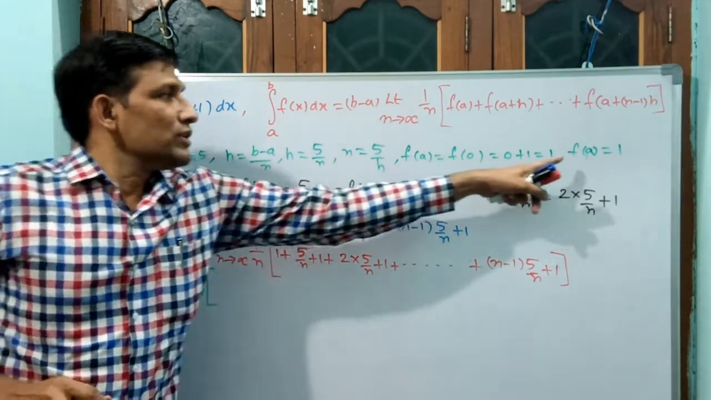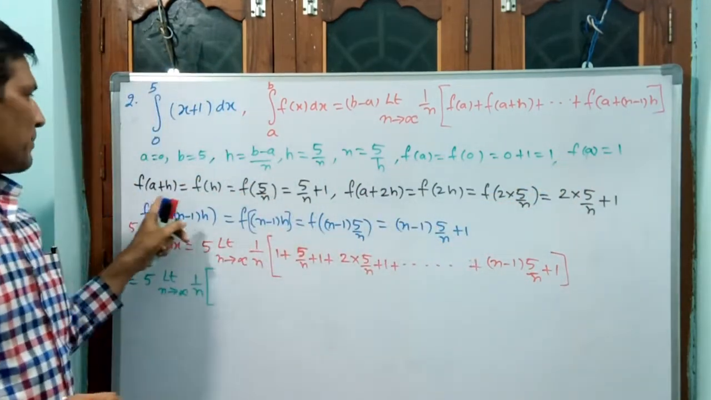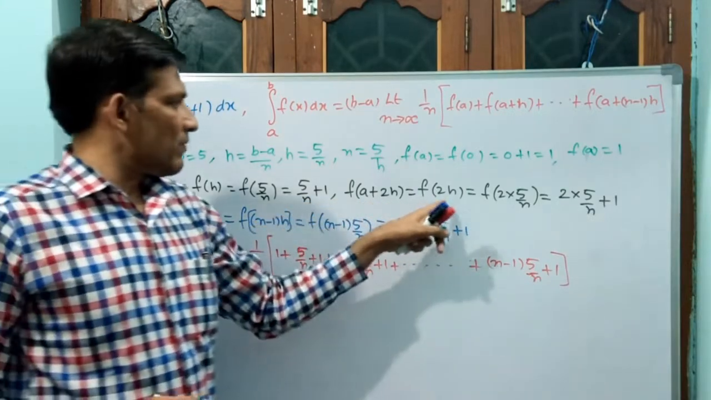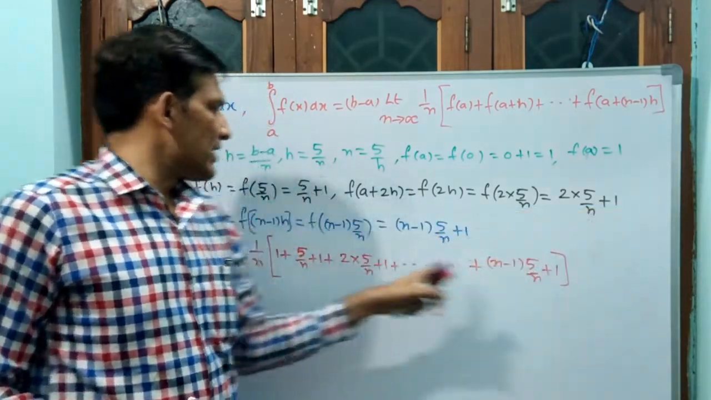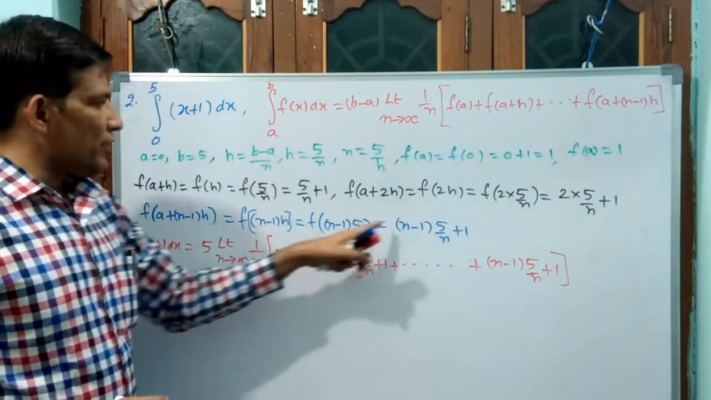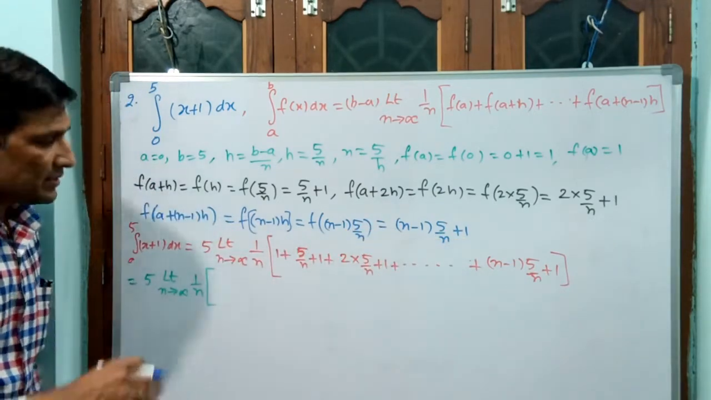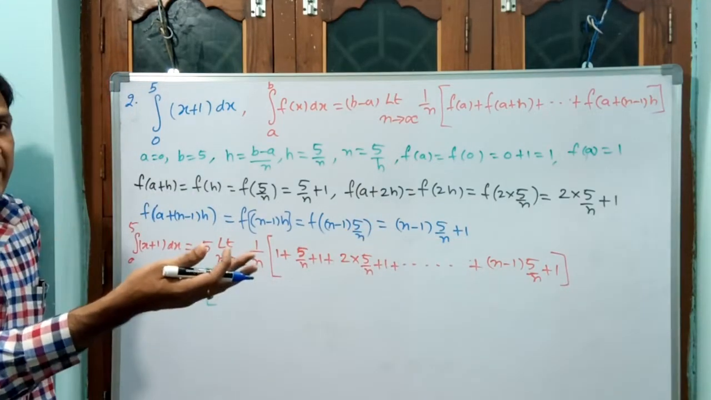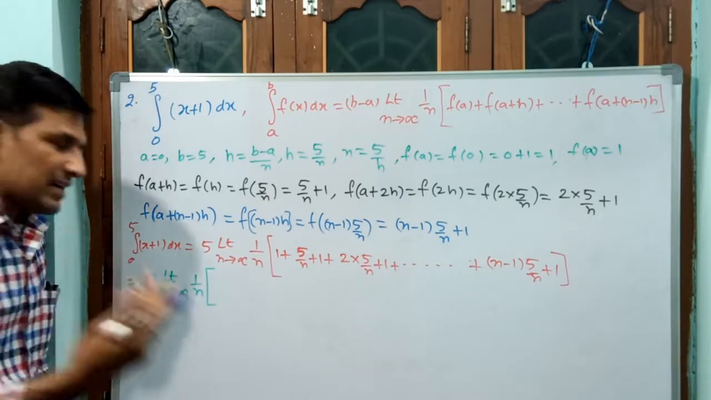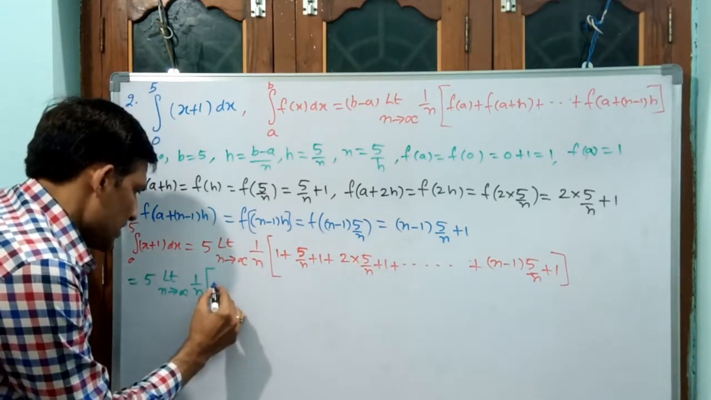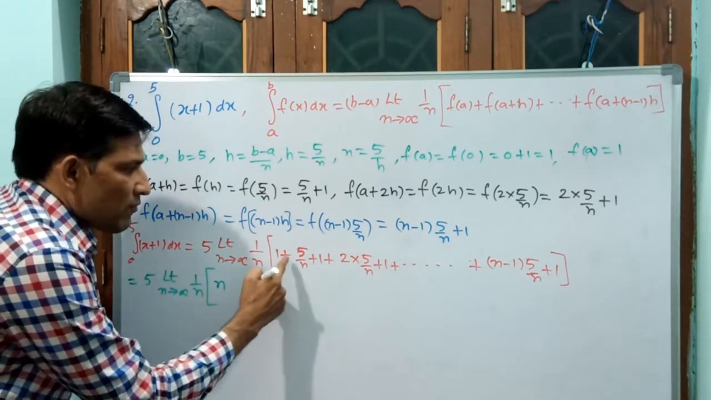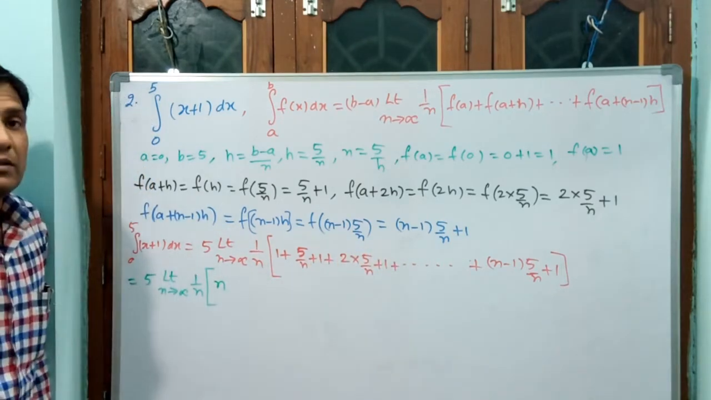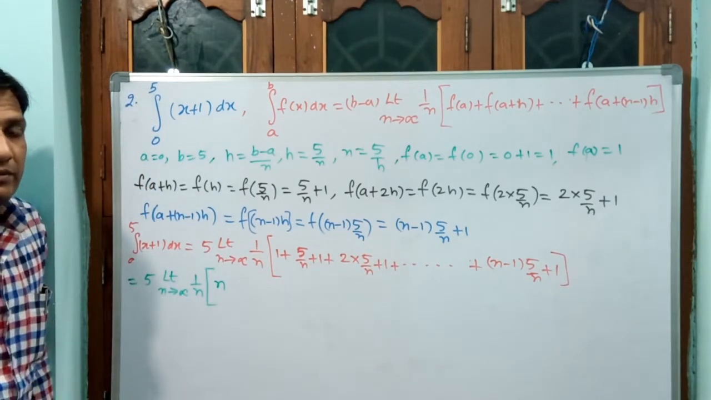in every term. Is the f of a also 1, f of a plus h also 1 is there, f of a plus 2h also 1 is there, f of a plus n minus 1 into h also 1 is there. That means, see, n times 1 is there, 1 into n, that means n, that's all. Okay, 1 plus 1 plus 1, how many times? n times, 1 into n.